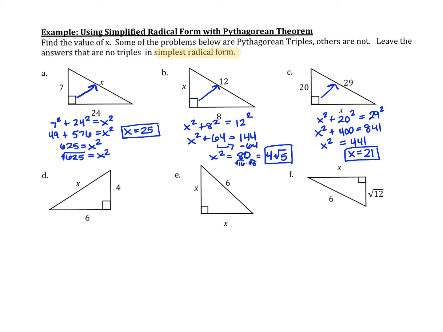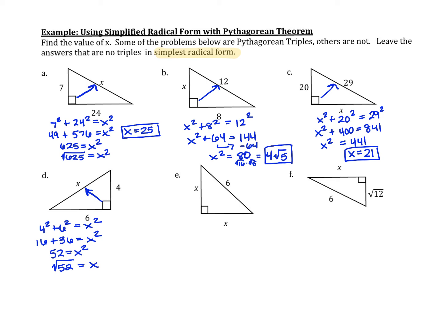Okay, so letter D. Your x is your hypotenuse, so very similar to A. So you have 4 squared plus 6 squared equals x squared. So 16 plus 36 equals x squared. 16 plus 36 is 52. And then we're going to take the square root of 52 to solve for x.